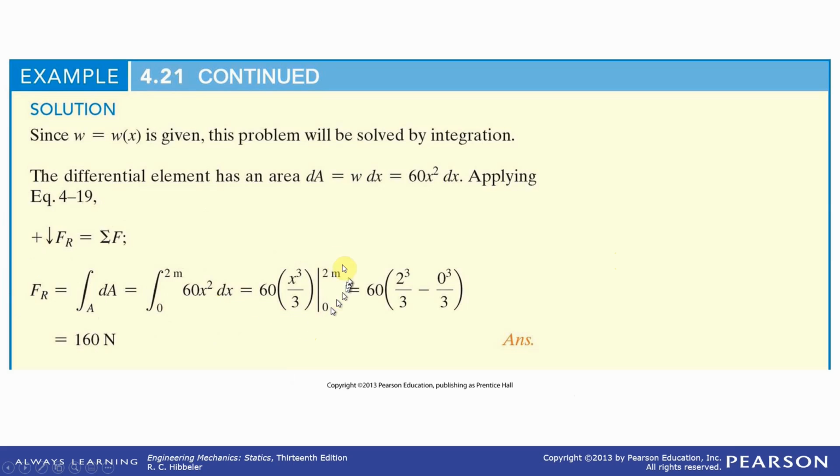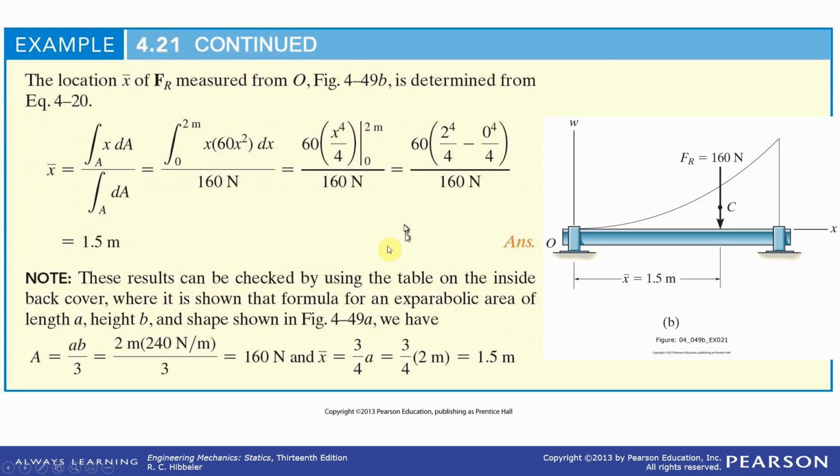Doing your integral calculus, x cubed over 3, that would be 8/3 times 60, which is 160 newtons. Now, to get where it acts, you have to do the integral of x times w dx: 60 x to the fourth over 4 between these limits. That's 16 over 4, which is 4, times 60.